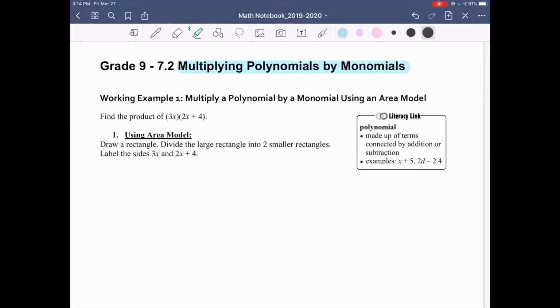Last time in 7.1, you did monomials by monomials. Today we are doing monomials by polynomials. Remember that a polynomial is made up of terms connected by addition and subtraction. It can be a binomial or a trinomial or have more than 3 terms as well.